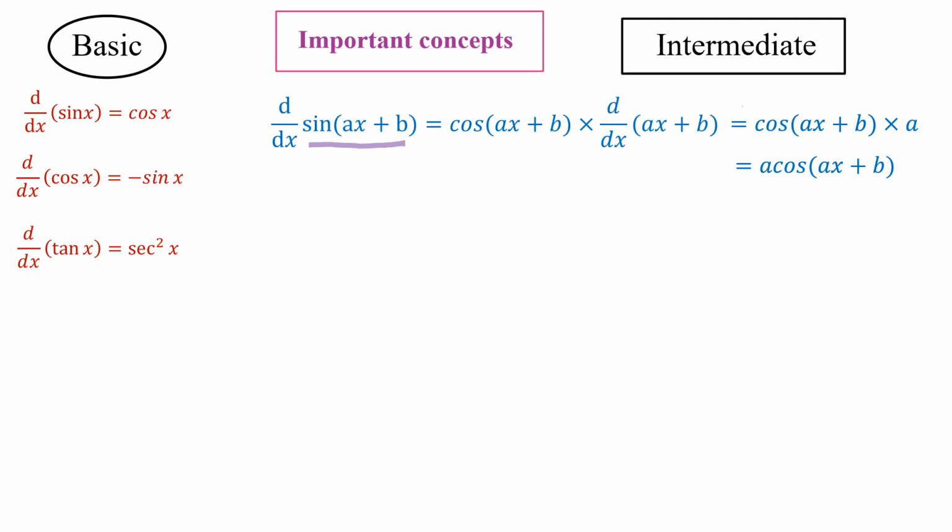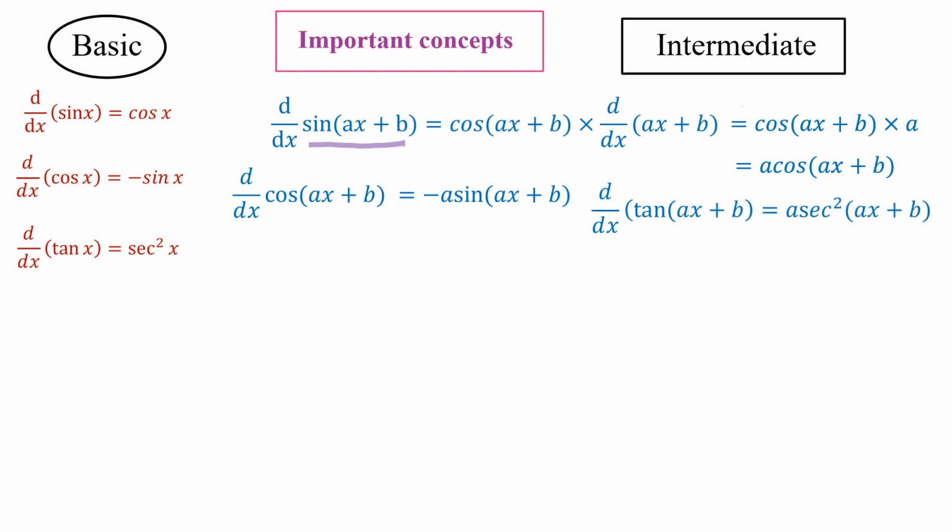So at the end, by rearranging it, because when you differentiate ax plus b you get a, putting the a in front of your cos, you end up getting a cos bracket ax plus b. So how about differentiation of cos bracket ax plus b? If you use the same method, you differentiate cos bracket ax plus b, you get negative sine ax plus b, then times a. So that ends up as negative a sine bracket ax plus b. Do the same for your tangent, and you will get a secant squared ax plus b.